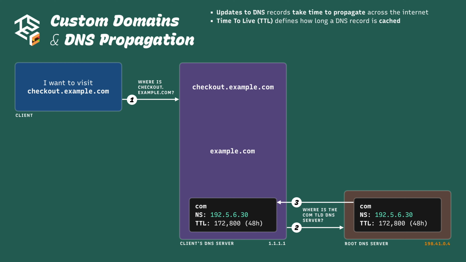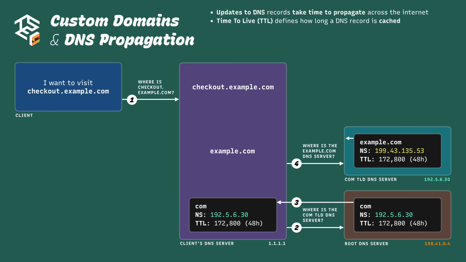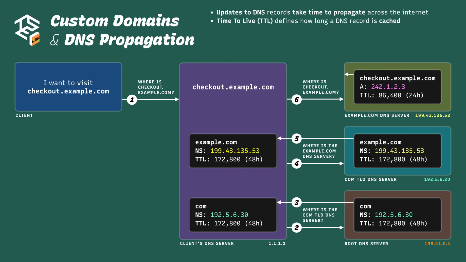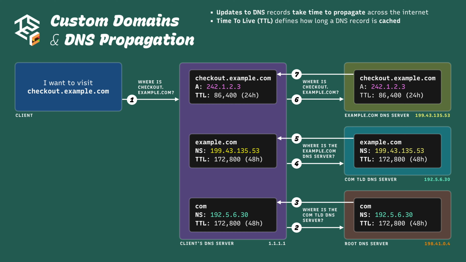Okay, now our DNS server has the IP address of a .com DNS server, which means we can find and communicate with it. The next step is to ask the .com DNS server where we can find the example.com DNS server. The com DNS server pulls up the record and provides it to our DNS server, and now we can find and talk to the example.com DNS server. Now we can finally ask the example.com DNS server what the IP address is for checkout.example.com and get the answer. Note the type of this DNS record. It's an A record, which stands for address.